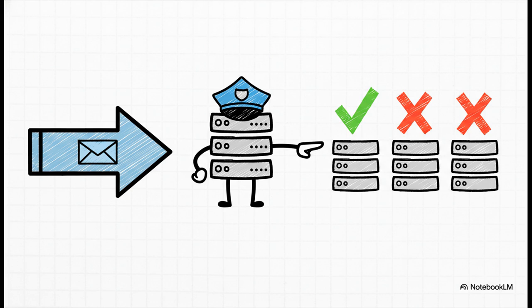But it doesn't just go to a random computer. It's immediately met by a digital traffic cop called a load balancer. Its entire job is to instantly find a server that's free and ready to handle your request. This is how enormous sites like Google can juggle millions of requests every second without breaking a sweat.